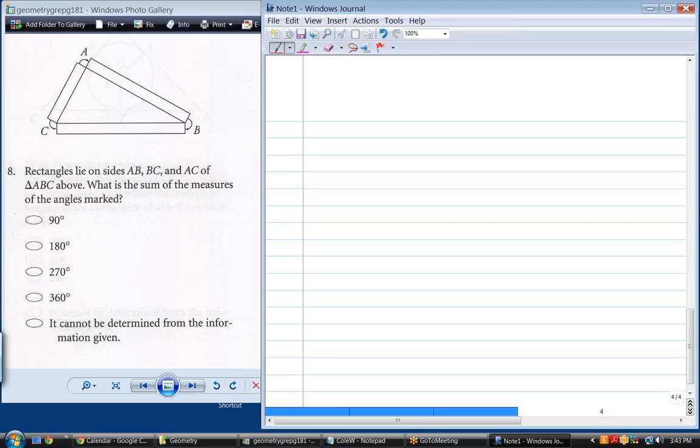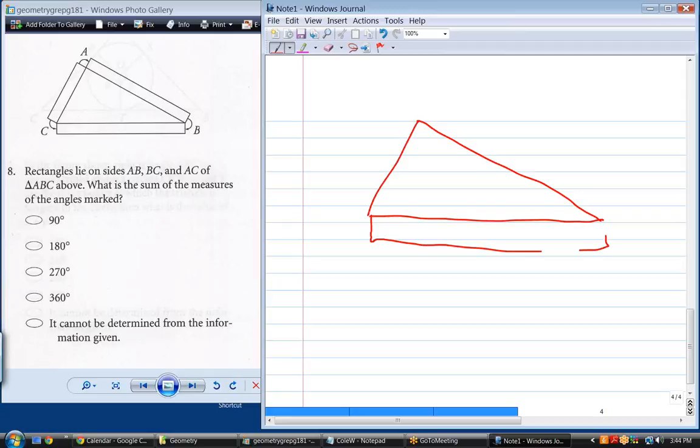Well, I need to think about this for a second here. Can't it not be determined? It's possible that that's the answer. But let's examine things here. Let's see if we can determine that. It doesn't have to be a right angle. They haven't specified any right angles. But what they have said is that these are rectangles. So each of these are right angles.